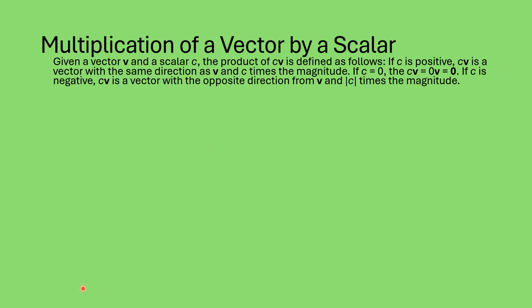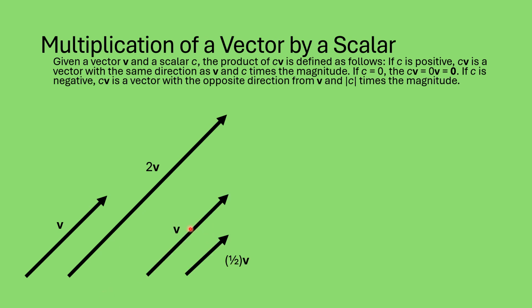Let's look at some examples. The first, here's our original vector v. If our scalar is 2, it just increases the length by a factor of 2 in the same direction. Now, here's our original vector again. In this case, the scalar is 1/2. So it's just 1/2 the distance or magnitude and in the same direction.